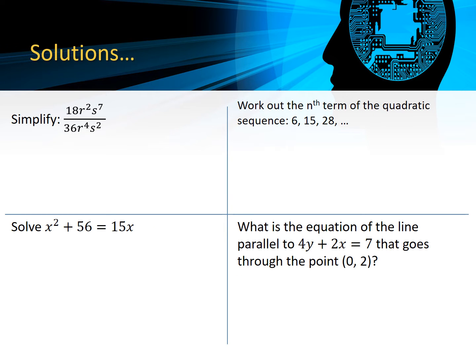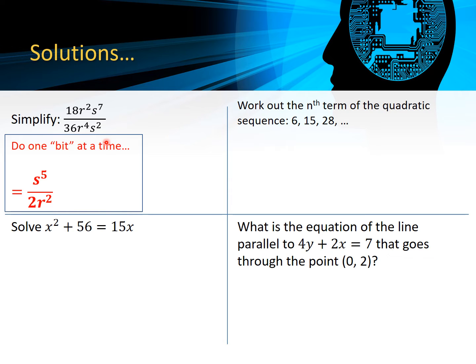And here are the solutions. So for the first one, it's very similar to the one we did last time. This is a simplifying question. What's different this time though is I've flipped the numbers around and I've added a few more powers in. So as we did last time, we're going to do it a bit at a time. So let's do the 18 and 36 first.